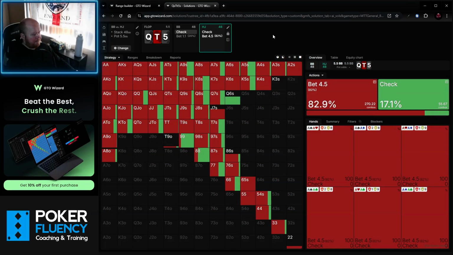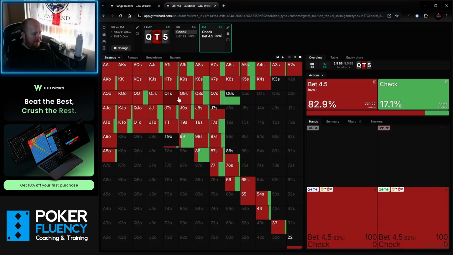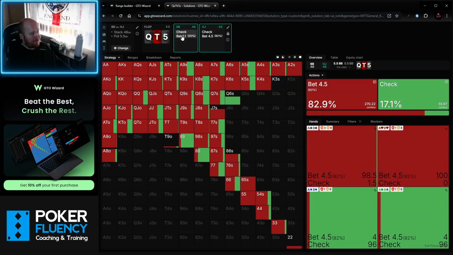And as you can see, the sizing that the solver prefers in this case is an 82% size, which is a 3-street geometric size. We're going to focus on using the range builder to estimate our ability to accurately construct a range here. But I'm not going to do it for this exact board texture because I've just seen what the sim looks like for this exact board texture.